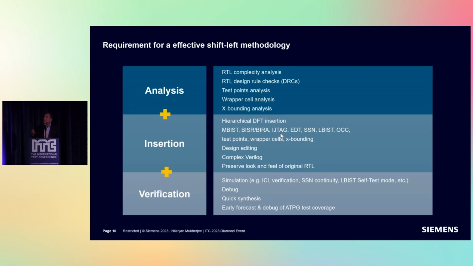Then you also want some of the debug capabilities. So if something is not working correctly, how can I figure out what is wrong and how do I take corrective measures? Also some way to get an impression of what your ATPG test coverage will be, what your pattern count will be, and whether there are some outlier blocks that need special attention. If you can get that information early in the design flow, you can then take corrective measures to improve the overall testability of your design.